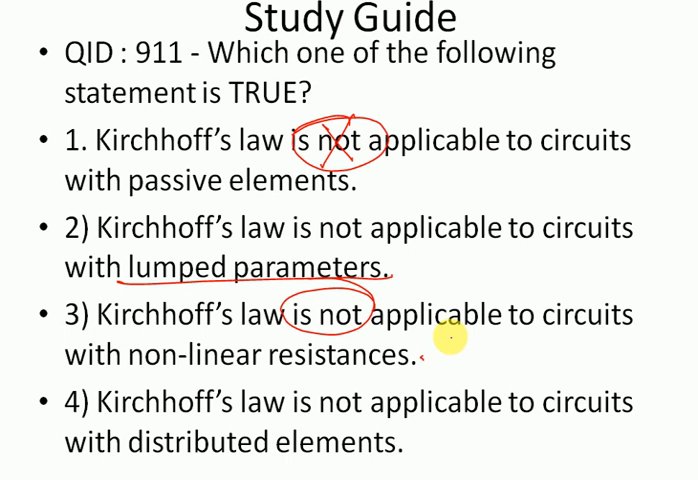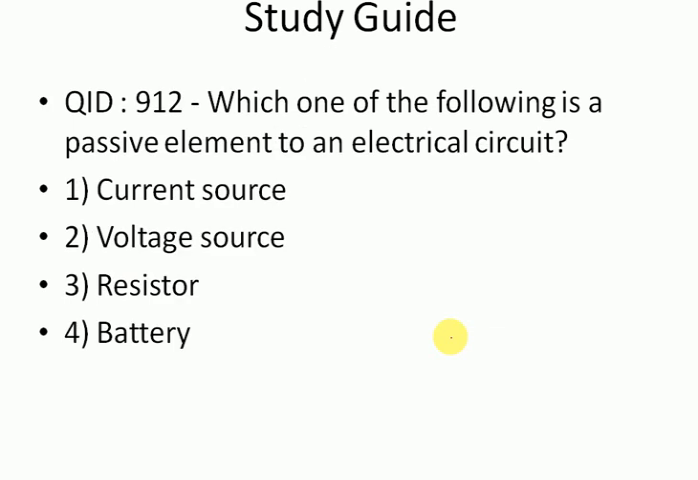So we are moving to the next point. Which one of the following is a passive element in an electrical circuit? See, what is a passive element? A passive element can't increase the energy level of the circuit. Current source, voltage source, and the battery can increase the energy level of the circuit, but a resistor absorbs the power. So the correct answer would be option 3.